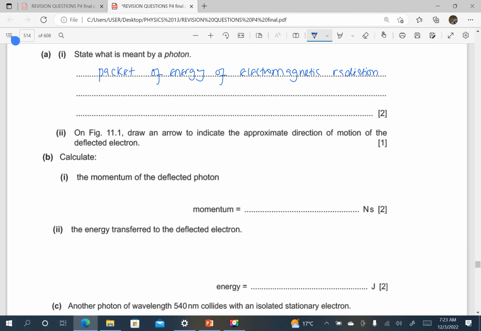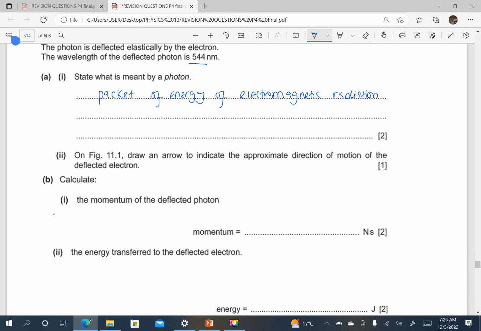Calculate the momentum of the deflected photon. That is easy. We know that momentum is h over the wavelength. 6.63 times 10 power negative 34 divided by the wavelength of the deflected photon, 544 nanometers, so times 10 power negative 9. Just press our calculator. From my calculator, this is 1.22 times 10 power negative 27 newton seconds.